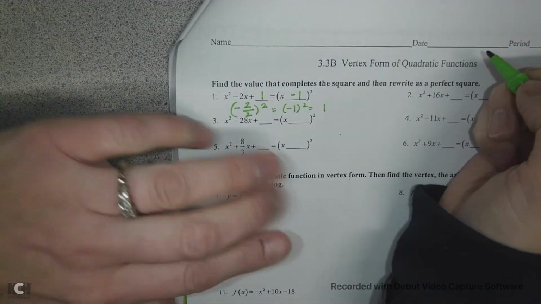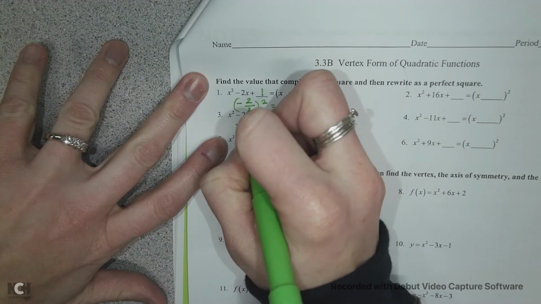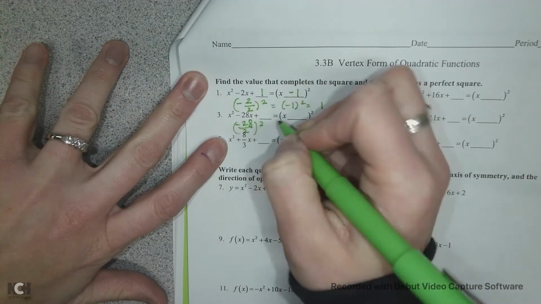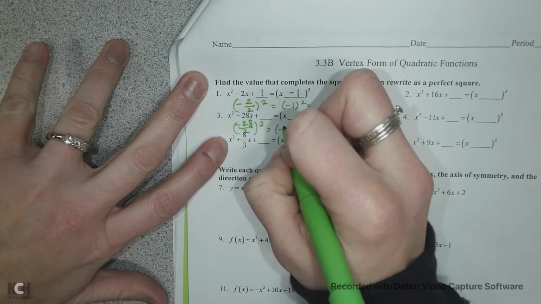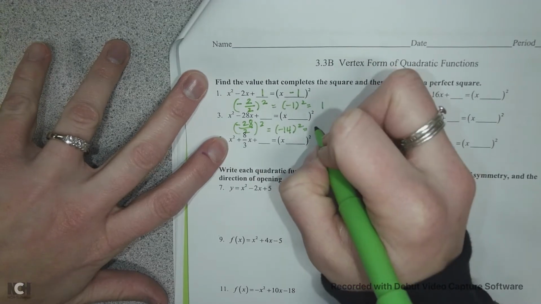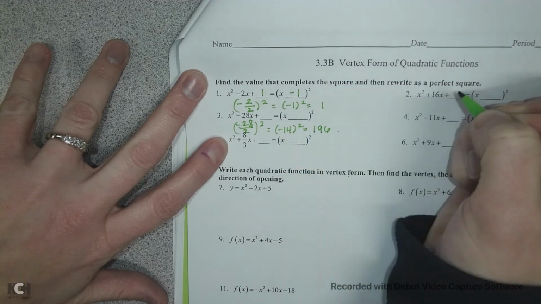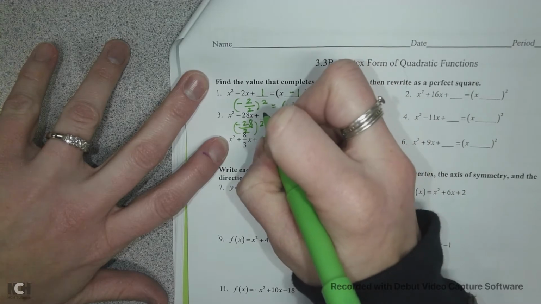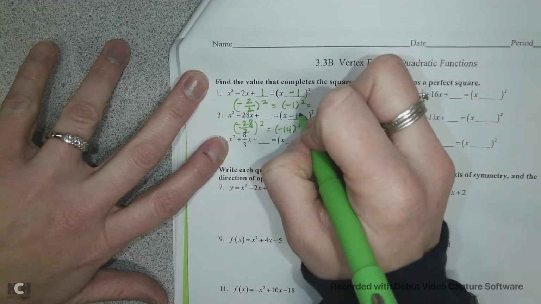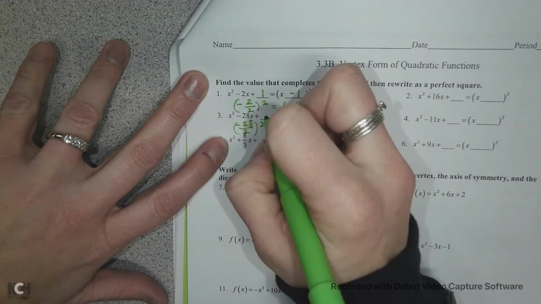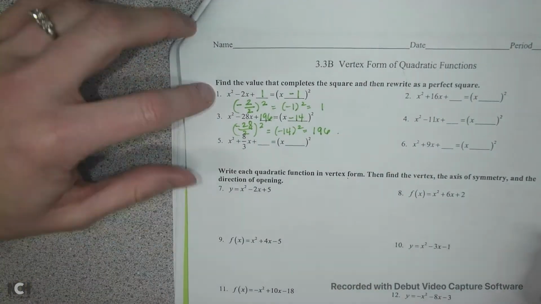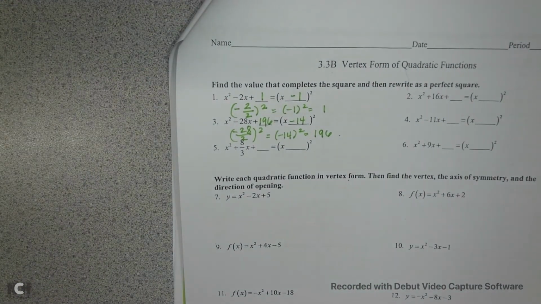Okay, same thing with 28. I'm going to take my negative 28 and divide it by 2 and then square. Well, negative 28 divided by 2 is negative 14, and negative 14 squared is 196. So my negative 14 goes here, and then my 196 is here. Okay, so those are just more practice completing the squares.